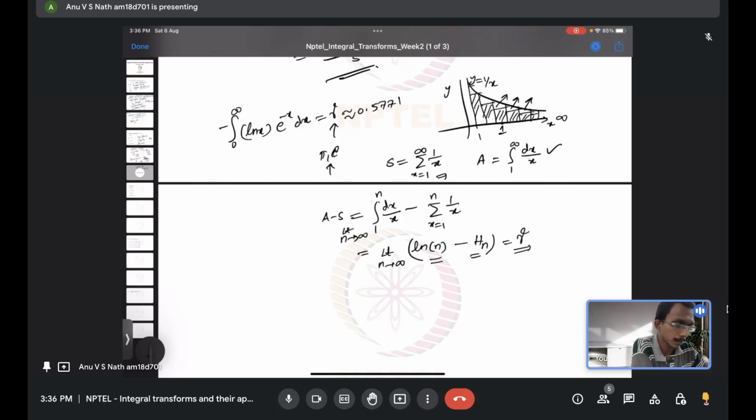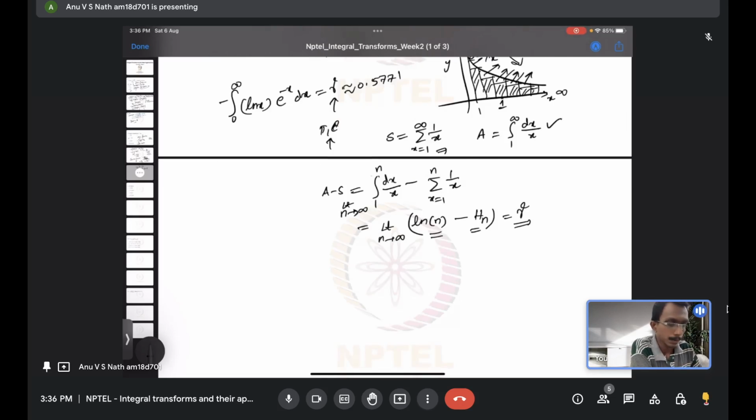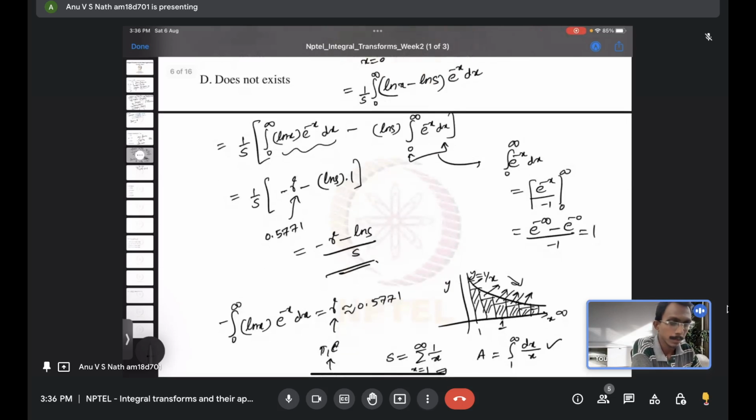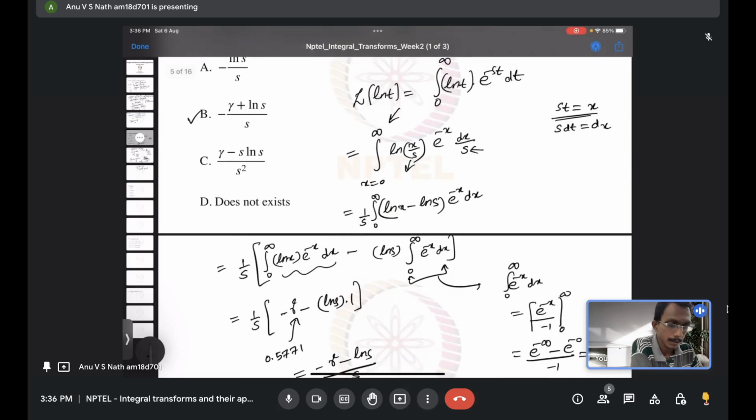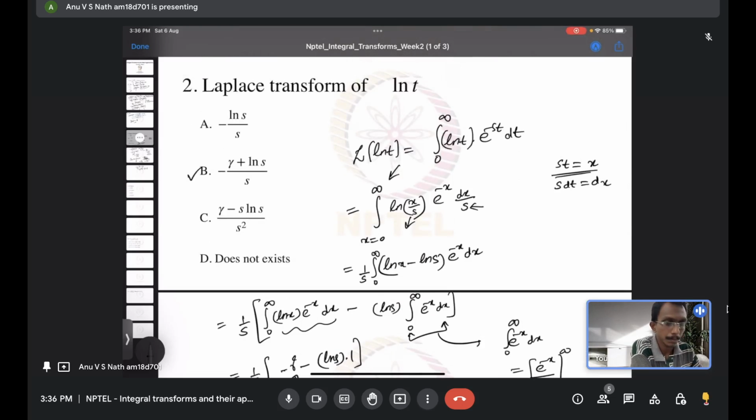So basically these individual smaller areas that we left, added over, give us this particular constant gamma. That's just a side note. So any question on this problem, any doubt?